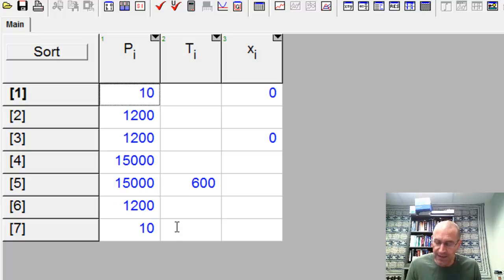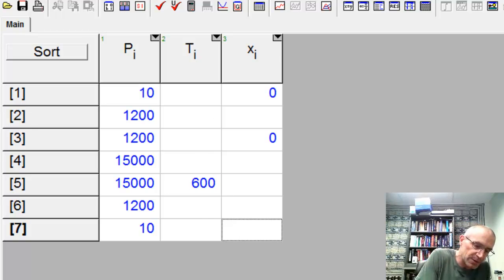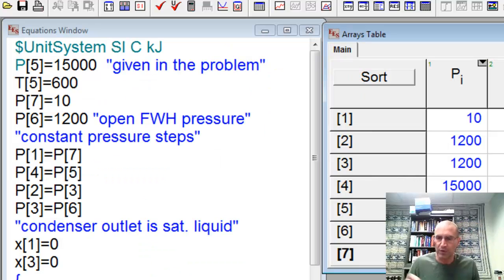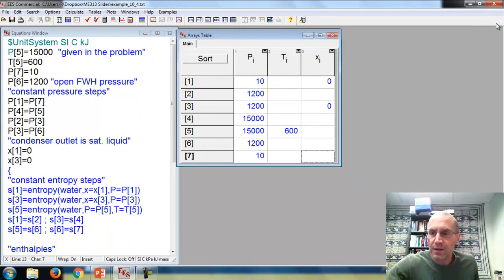Now 5, 6, and 7 is going through the turbine. If that's isentropic, I'm going to find the entropy at 5 and make that the entropy at 6 and 7. That would be an isentropic step. 1 to 2 is the low pressure pump. 3 to 4 is the high pressure pump. And if I make both of those isentropic, I can specify those entropies. So that's how I'm going to get those last 4 intensive variables. Okay, so let me go ahead and modify my text here for that.